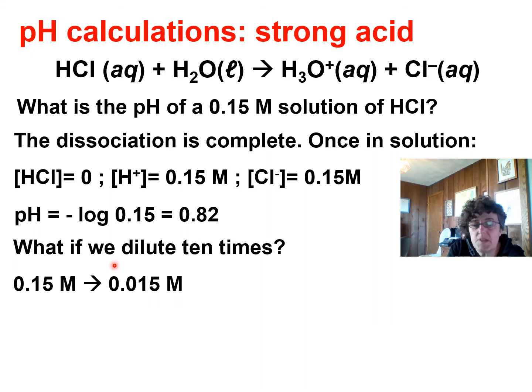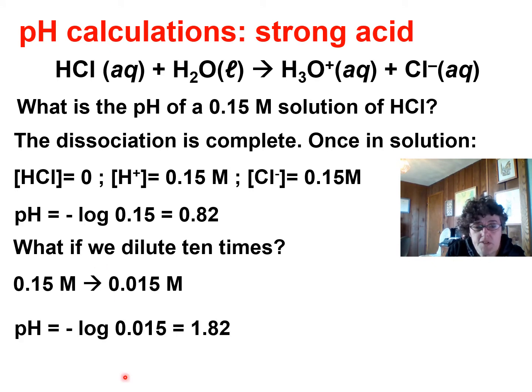Let's say that we dilute that acid 10 times. So instead of being 0.15, it is now 0.015 molar. So it's 10 times more diluted. What's going to happen? We can calculate the pH with the same procedure. Minus the logarithm of 0.015 is now 1.82. So you see that by a dilution of 10 times, the pH has moved a full unit. This is characteristic of a strong acid.